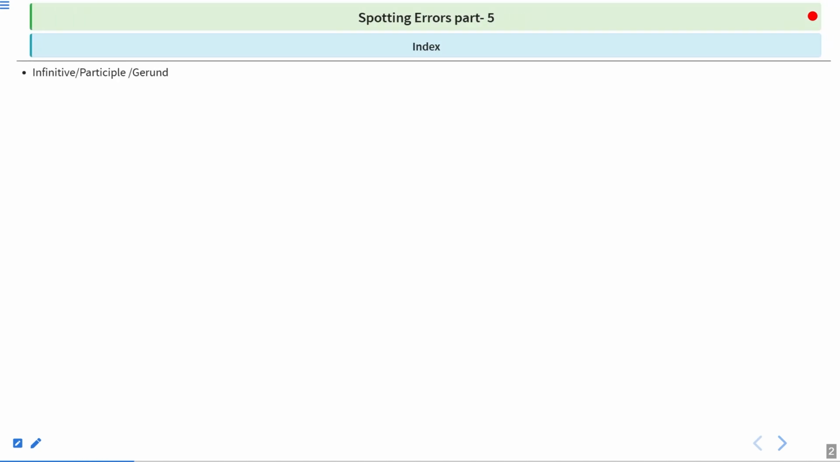First of all, the infinitive, participle and gerund. In this part we will discuss infinitive, participle and gerund. And we'll discuss as well unattached or dangling participle.